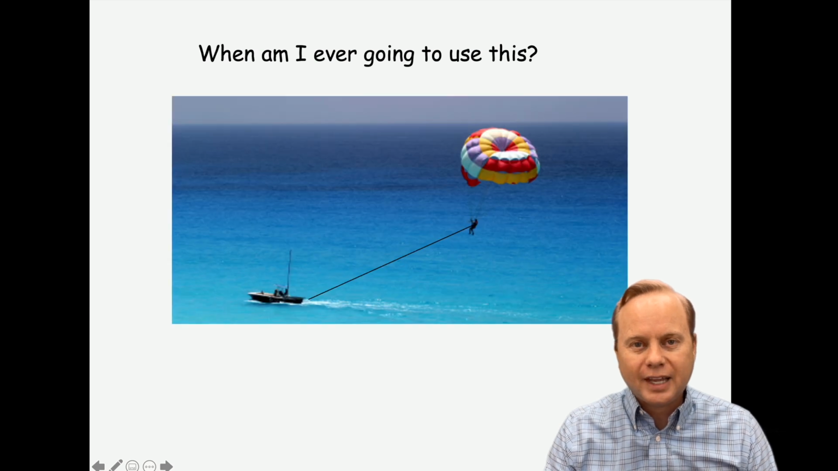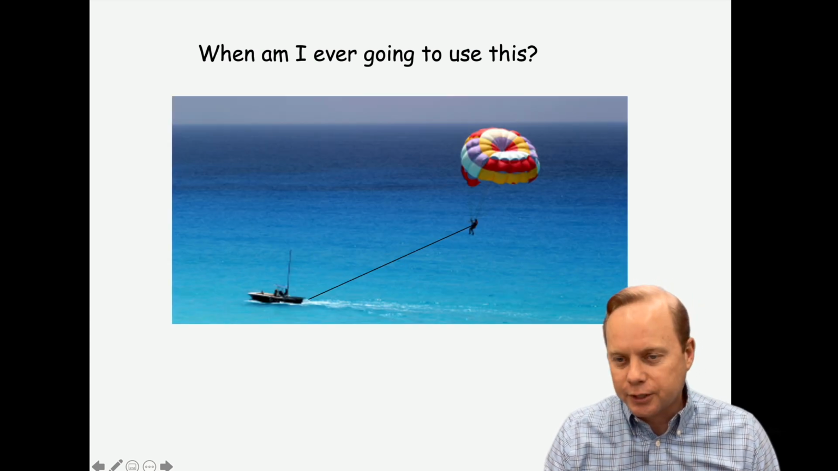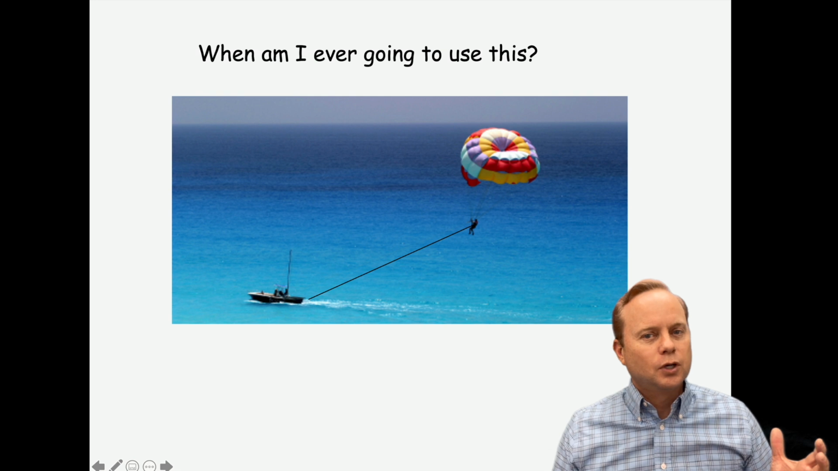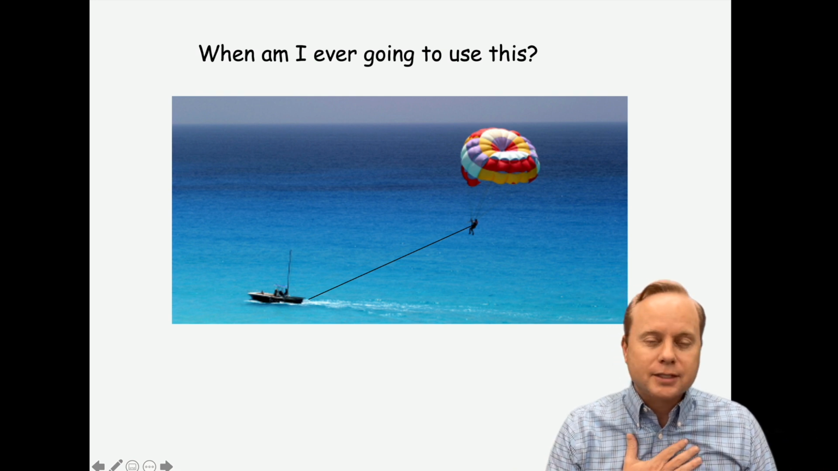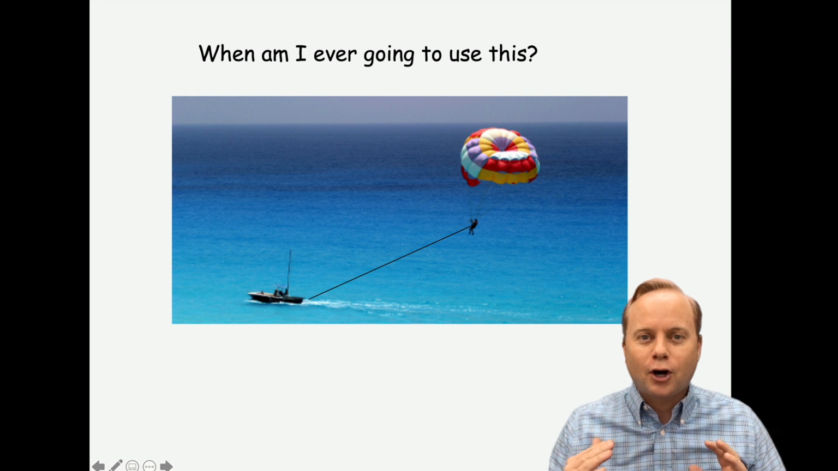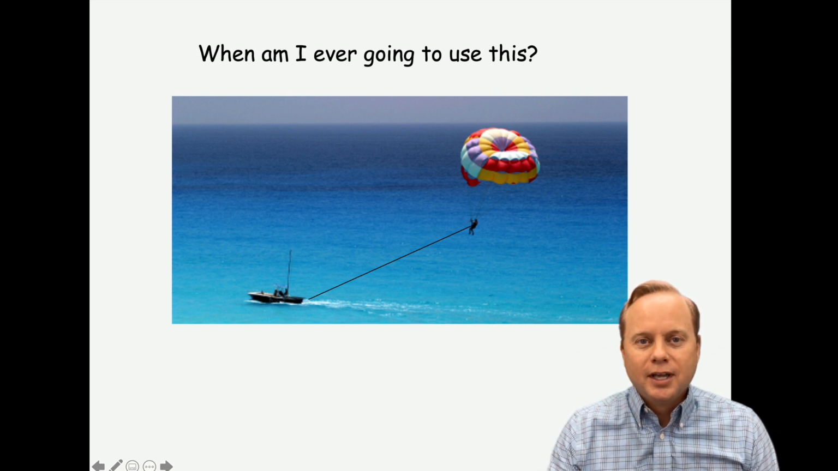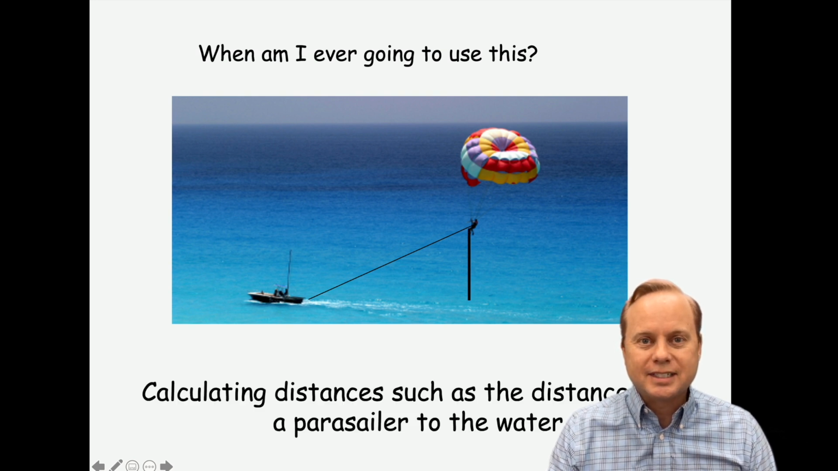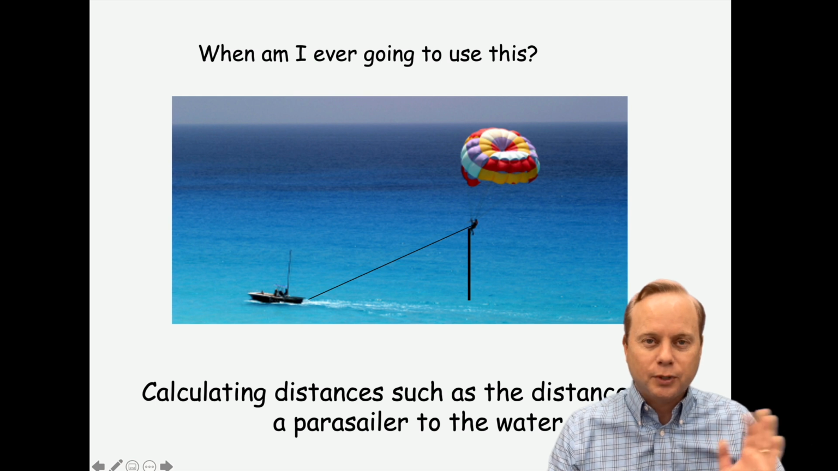Okay. When will I ever use this? I get that question from time to time. As a person who's very afraid of heights, what I want to know is how far above the ocean I am if I'm parasailing. If I'm parasailing, of course, we have a rope that goes out, but I want to know what the distance is between me and the ocean. We'll get to that a little bit later.